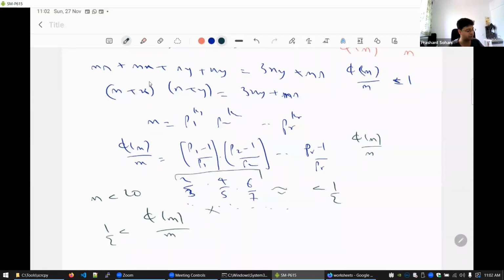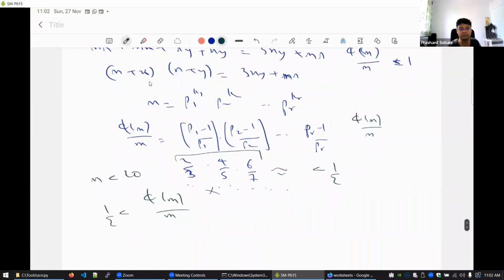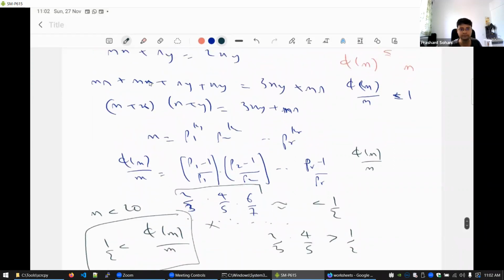Okay, because what will happen, even if let's say your number has two prime factors, 3 and 5, so 2 by 3 into 4 by 5, this product is also greater than half. And if you have only a single prime factor like 7, 11, 13, doesn't matter which prime factor you take, that ratio is obviously greater than half. So no matter what you do, phi of m by m will be greater than half. And same for n also, by the way.